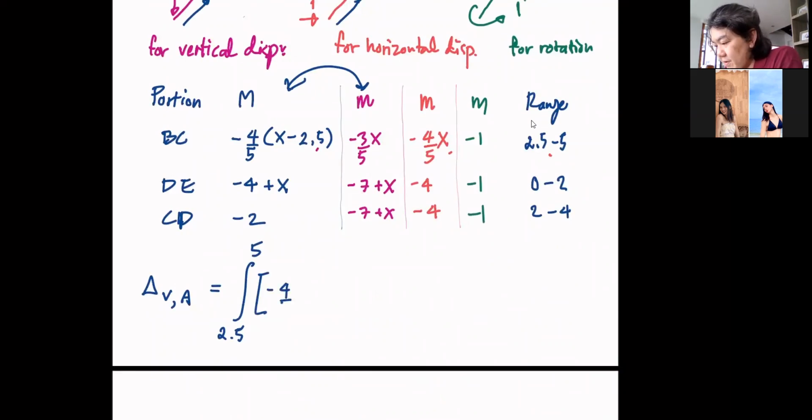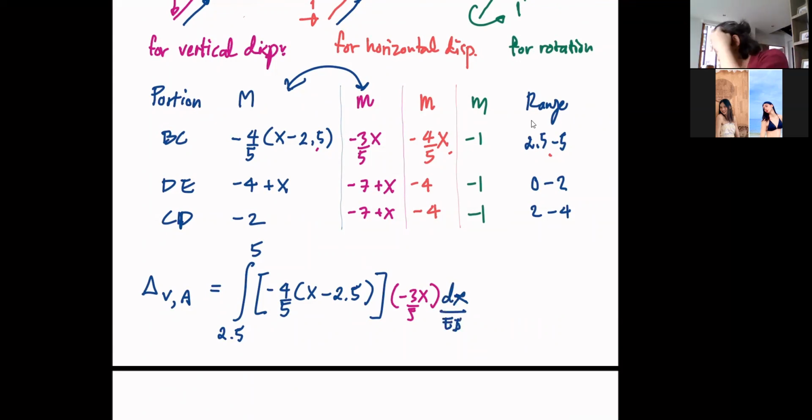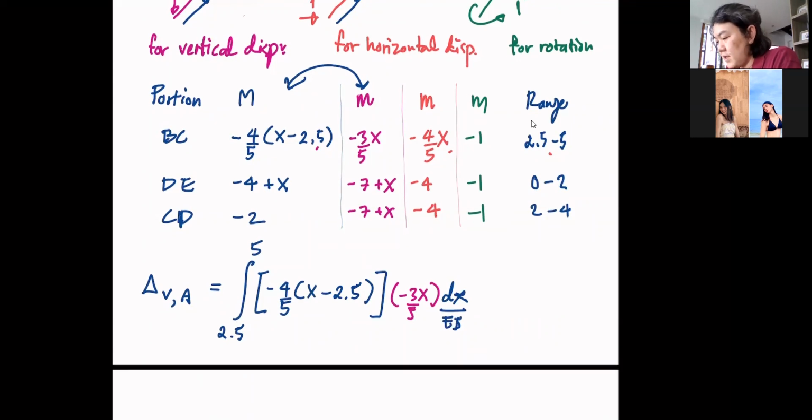So this is minus 4/5 x minus 2.5. That's the actual case, multiplied with 3/5 multiplied by x, okay? And then it's dx over EI. And then we have two more terms, okay?